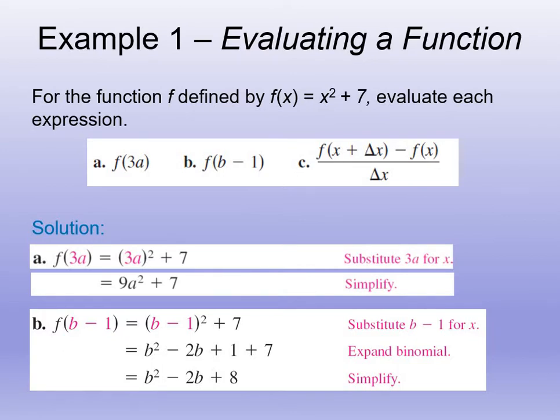So lots of homework problems on this. Example C, you really need to pay attention to. Example C says that we're going to take f of x plus delta x minus f of x and divide it by delta x. So what we have to do is take x plus delta x and put it in for every x in the original equation, and then subtract the original equation and divide by delta x. So be very, very careful. This is a very important example. You need to be able to do this.